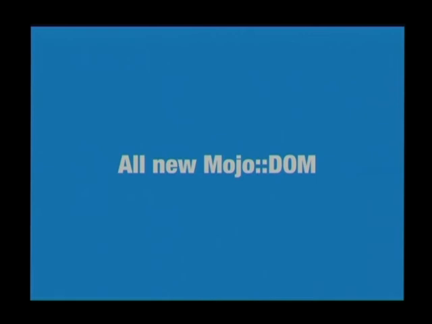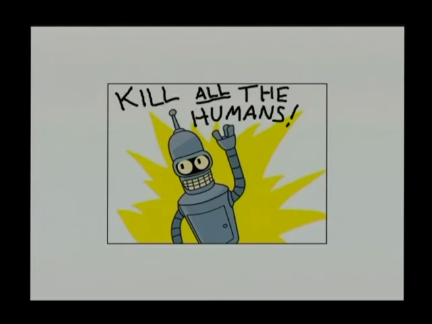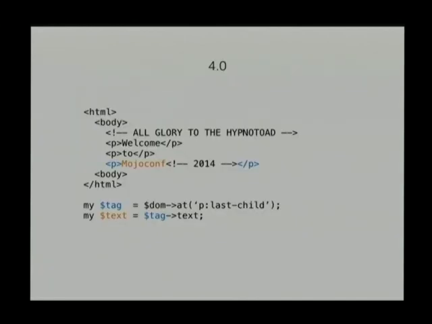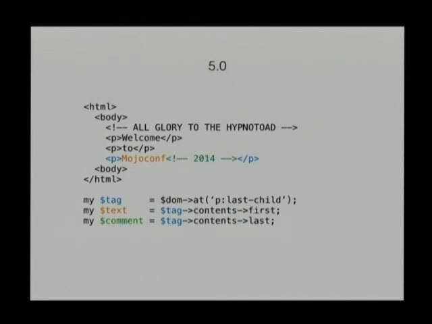This one is actually bigger than it may look. Mojo DOM internals have been completely redesigned. Here's an example of how it used to work. You selected a tag, the paragraph in blue, and then extracted the text in orange. But the comment was unreachable. Well, basically, all comments were unreachable. In 5.0, we can extract and modify absolutely everything.